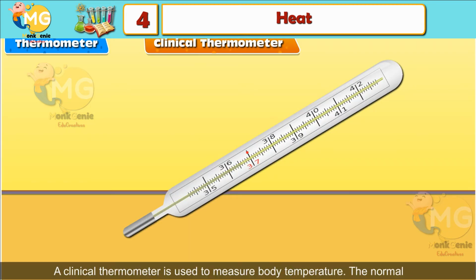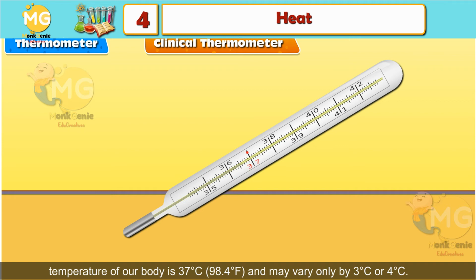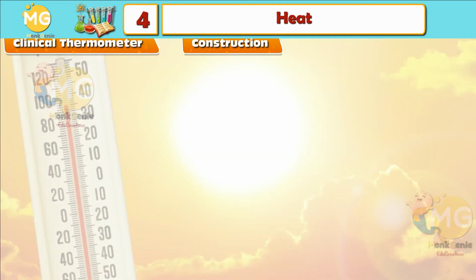Clinical thermometer. A clinical thermometer is used to measure body temperature. The normal temperature of our body is 37 degrees Celsius, that is 98.4 degrees Fahrenheit, and may vary only by 3 degrees Celsius or 4 degrees Celsius.